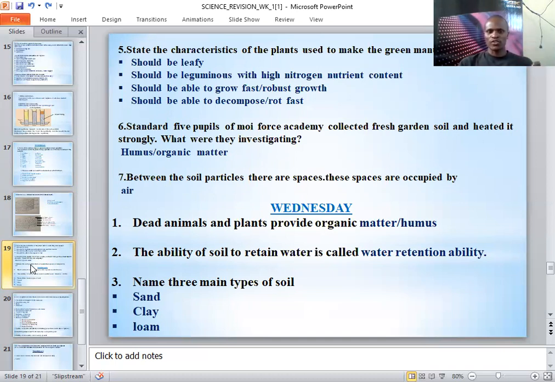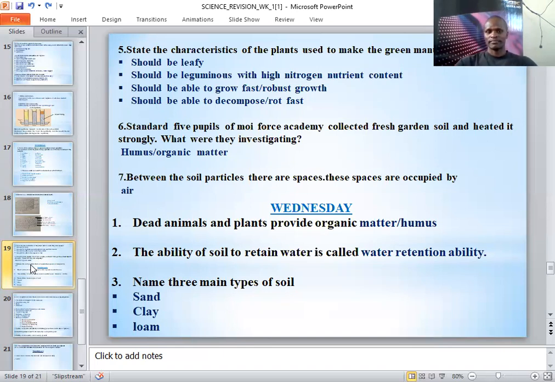And when you heat it strongly, what are you going to observe? You are going to see smoke, and you are going to feel the unpleasant smell coming from that garden soil. When that is done, then you are going to conclude that there is presence of humus or organic matter in the soil.